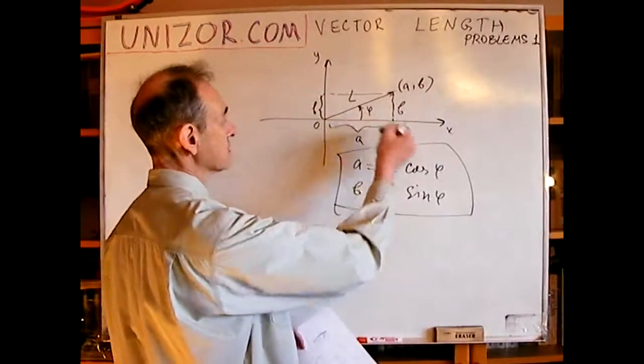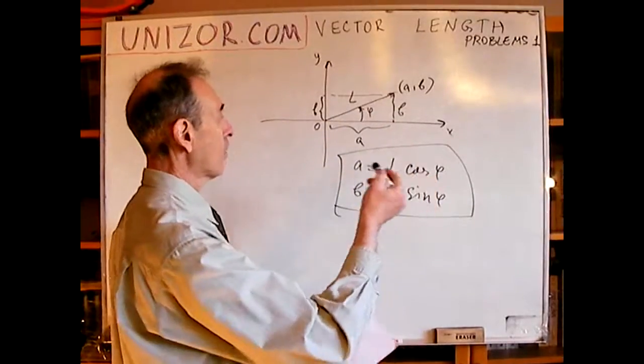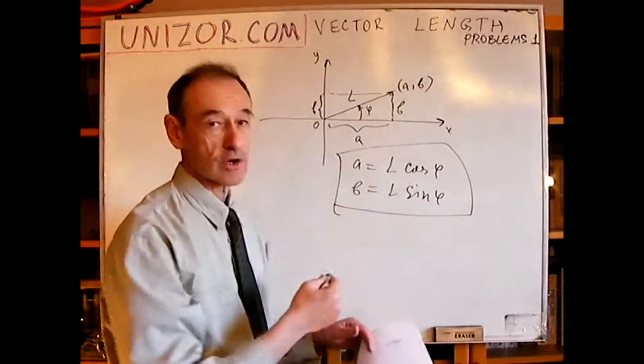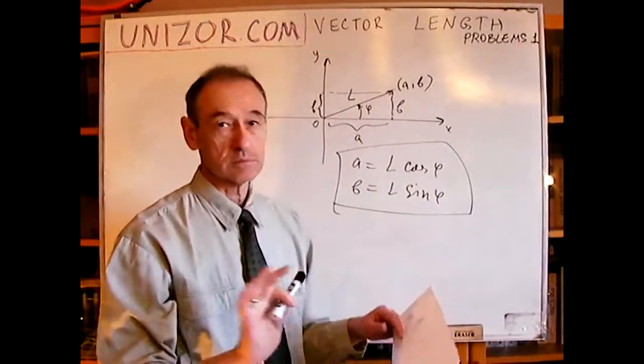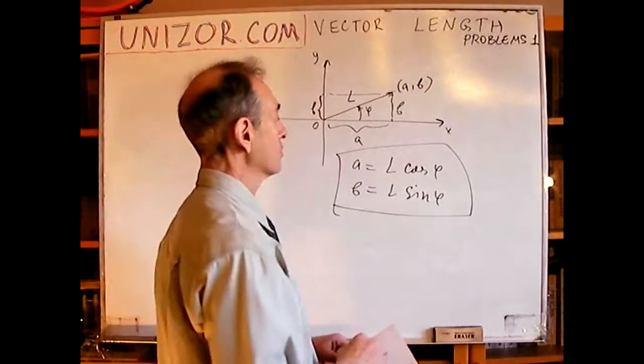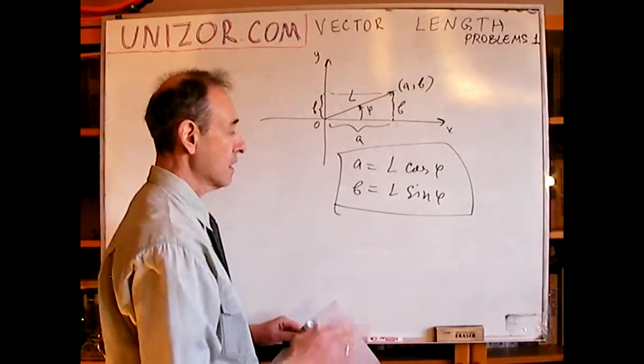Because if, for instance, this angle phi is an angle from some other direction, then we have to do some angle manipulation and conversion. But this is the simple case. That's all that's needed.